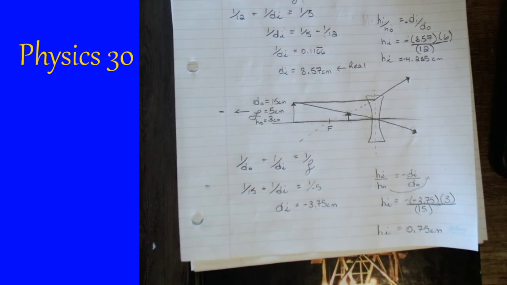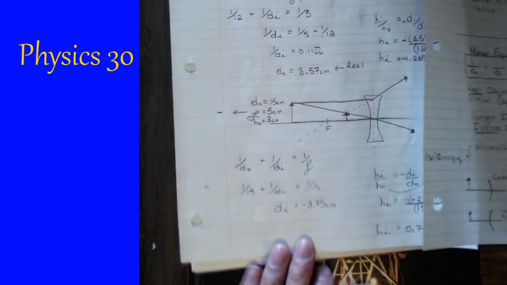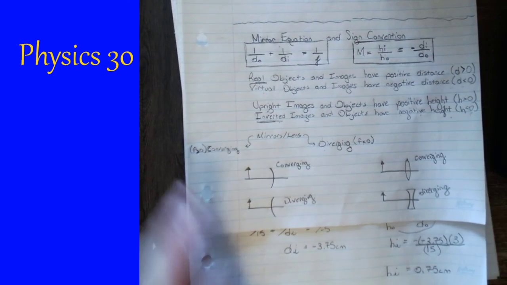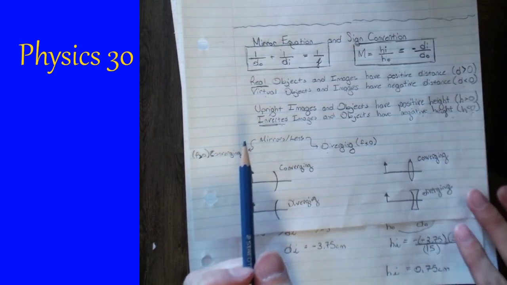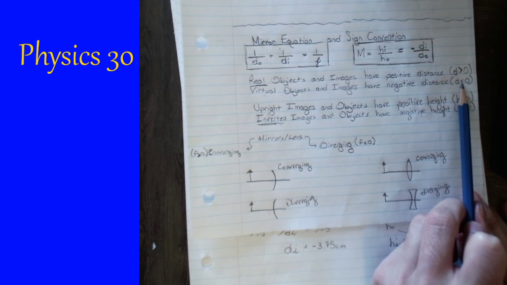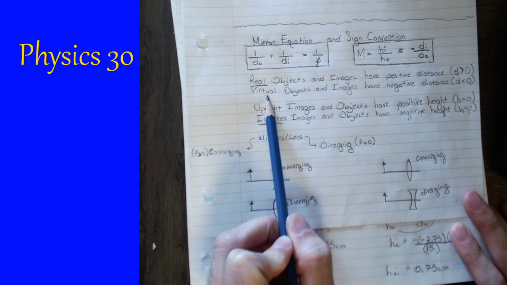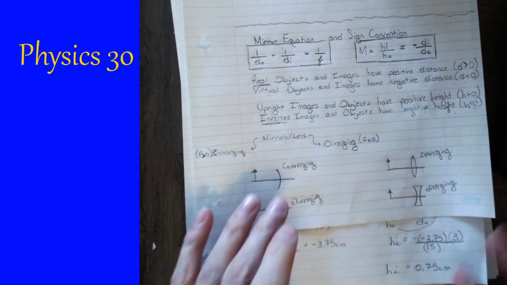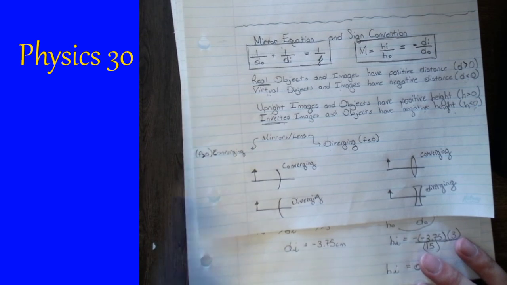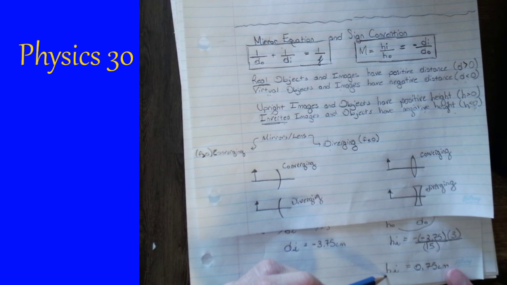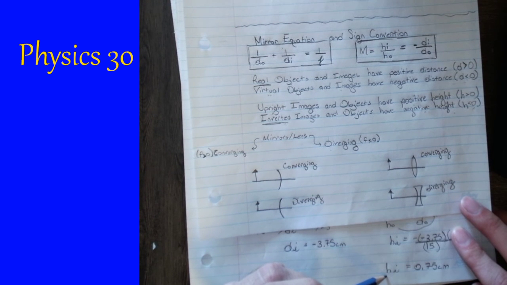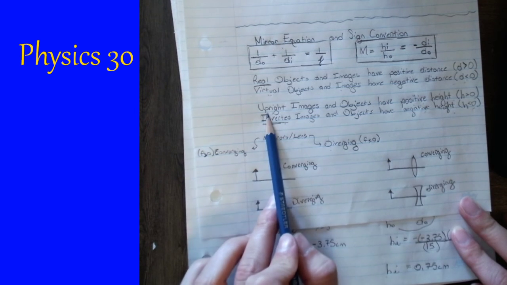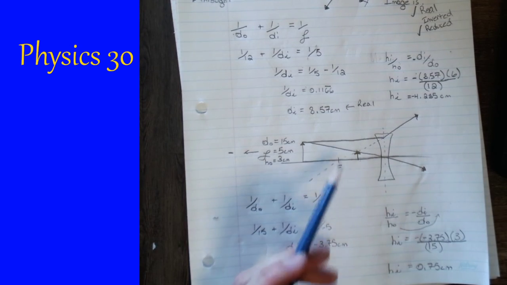So once again, we'll come back to our sign convention. Okay, so distance is negative, so we have a virtual object, or sorry, we have a virtual image, because the image distance is negative. The object distance was positive, it was real. We also have a positive height, so that's upright image, and that's what our drawing also tells us.